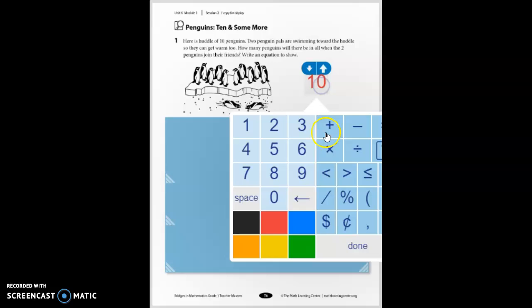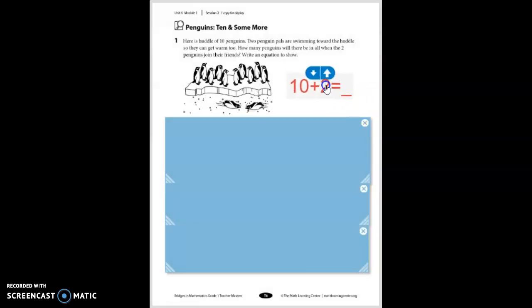Now, there are 2 more that are going to join. So plus 2 more equals unknown. So that's my equation, but I have to solve it.